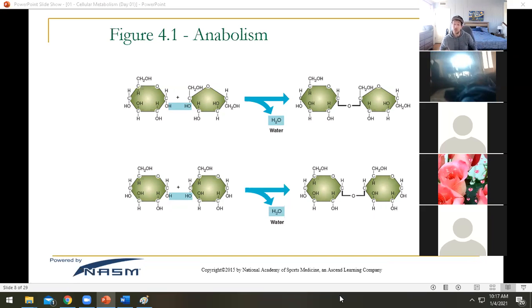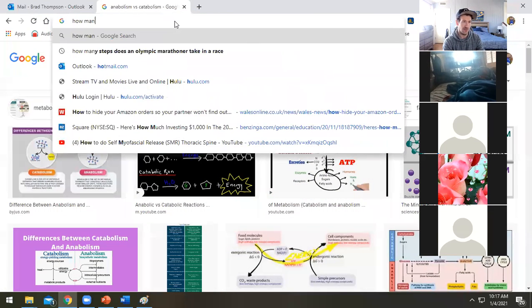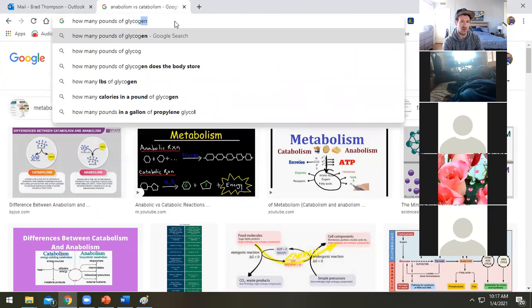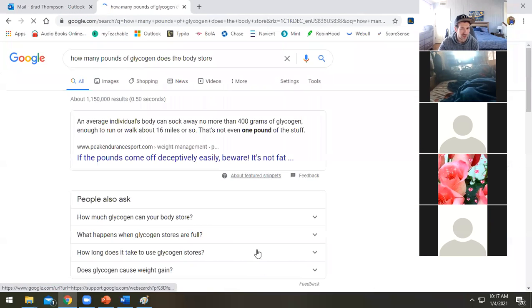So that's a really common thing that will happen to people. I can't remember how much it is, but let's see, how many pounds of glycogen does the body generally store? So yeah, you usually have about 400 grams of glycogen.